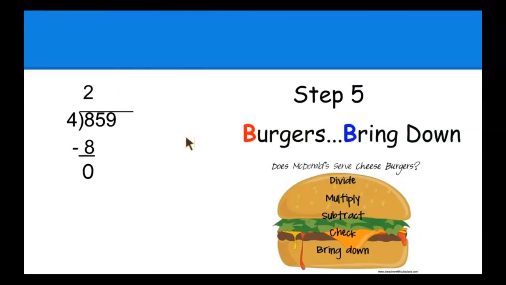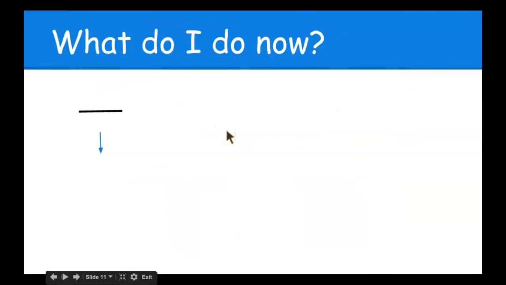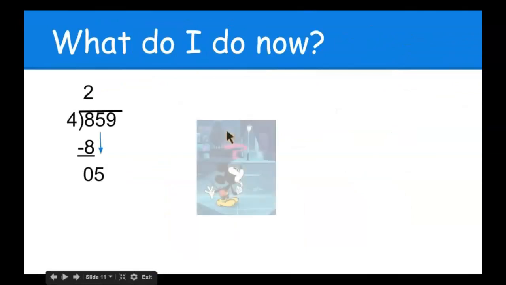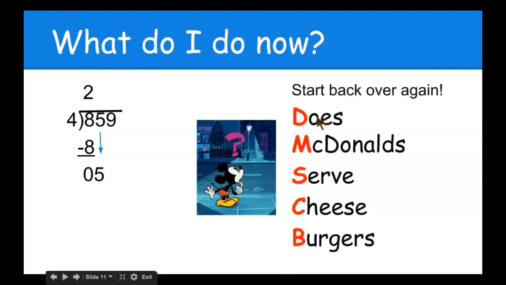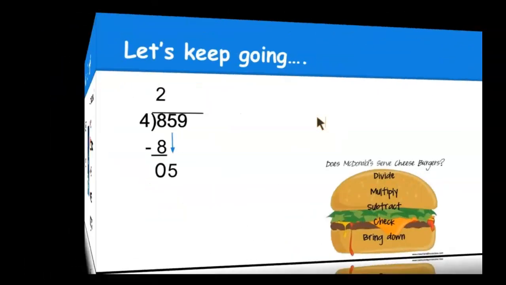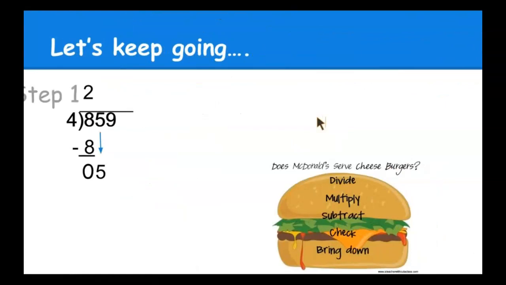Step 5, burgers, bring down. We're going to bring down the next place in the place value, which is the tens place. We'll bring down the 5, put it next to the 0. But what do you do now? We've already done all 5 steps. That's simple. We just start right back over again with, does McDonald's serve cheeseburgers? So let's keep on going.